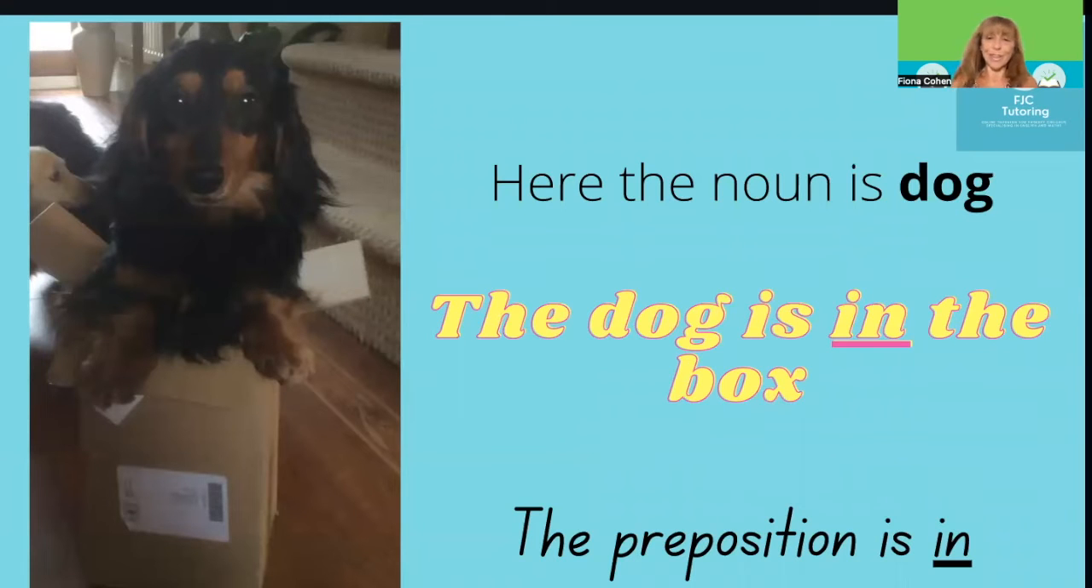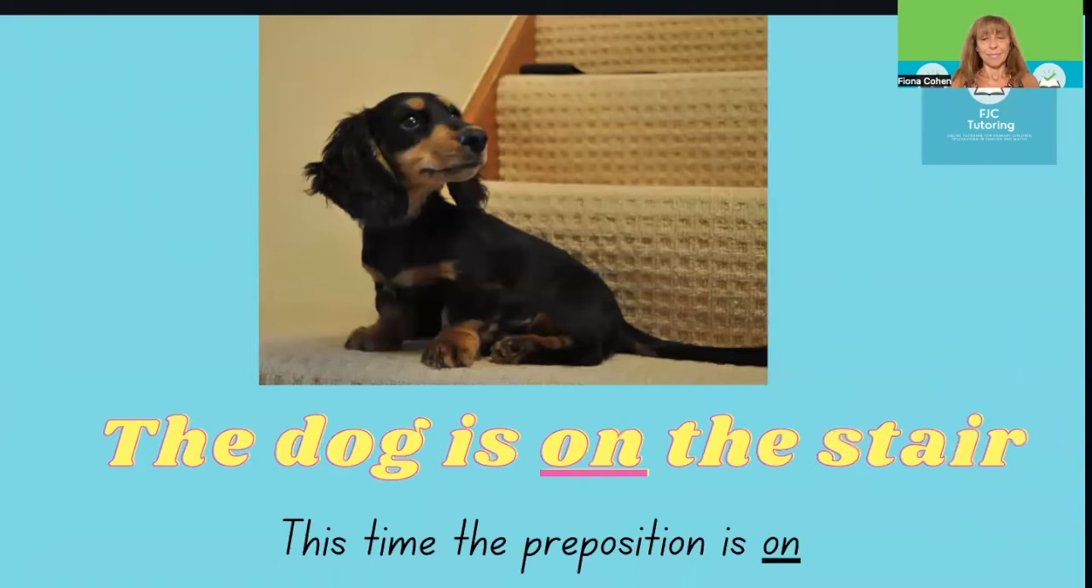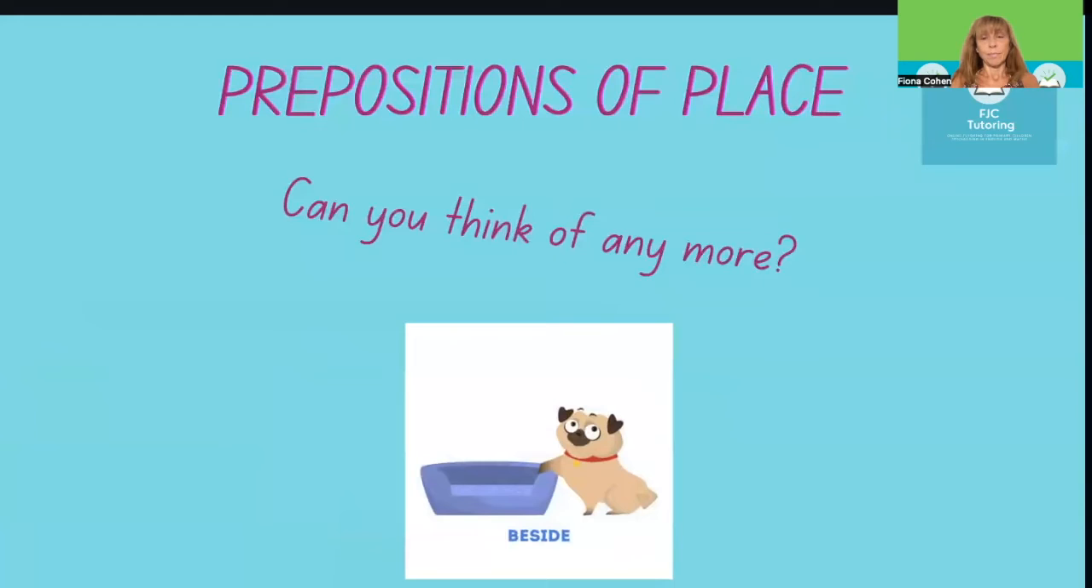So our first example, the noun is dog. And this time, the dog is in the box. So the preposition that we've used is in. This time, the dog is on the stair. Prepositions of place, there's quite a lot. Can you think of any more? For example, the dog is beside the dog bed.